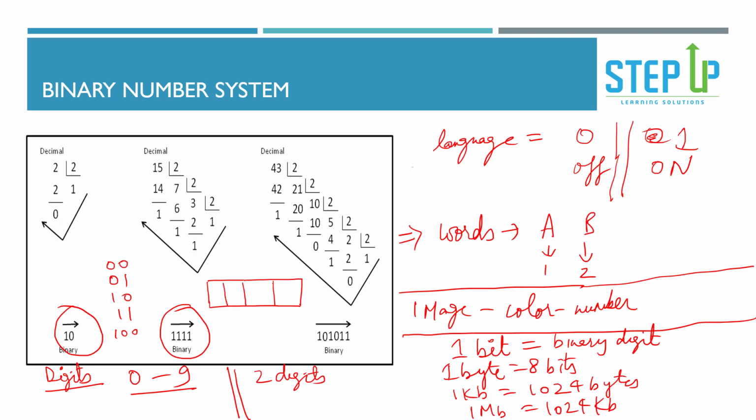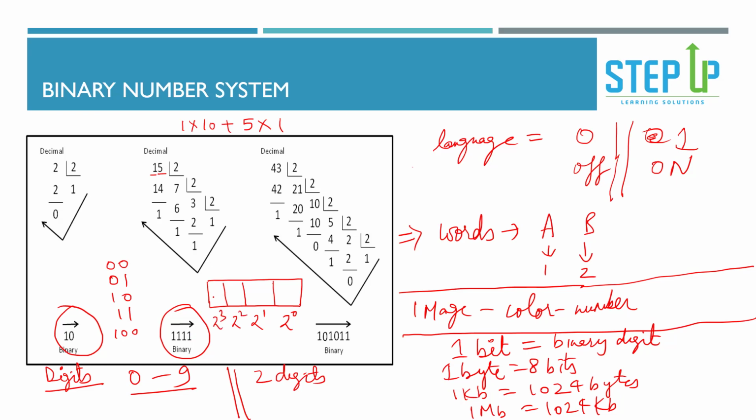So for example, let's say a number like 15. In our decimal system, the unit digit is 5, the tens digit is 1. That means I can write it as 1 into 10 plus 5 into 1, right? This is how we write. Whereas in computer terminology, this could be 2 to the power 0, 2 to the power 1, 2 to the power 2, 2 to the power 3.